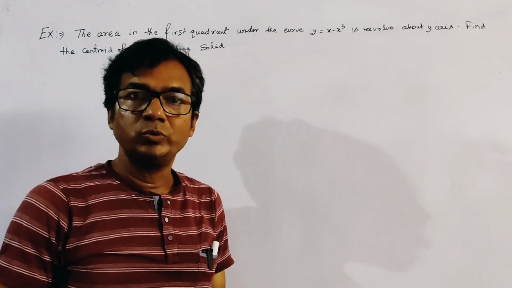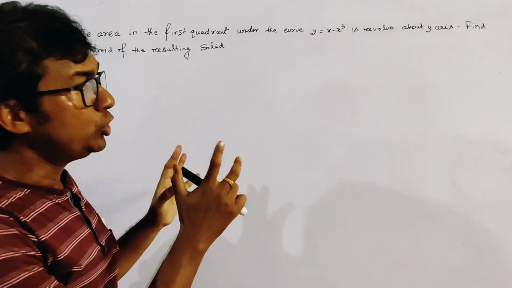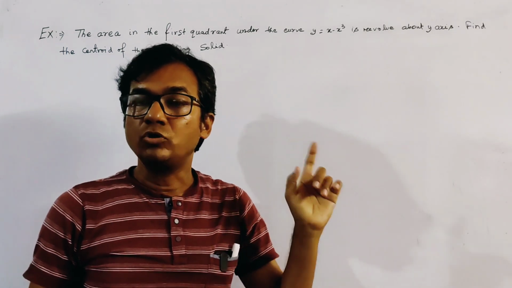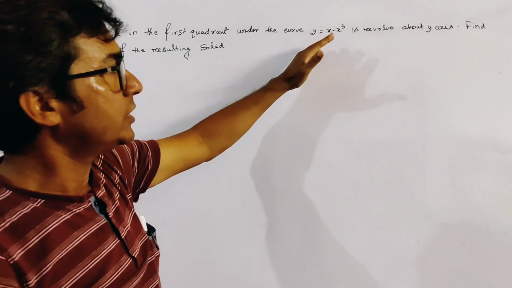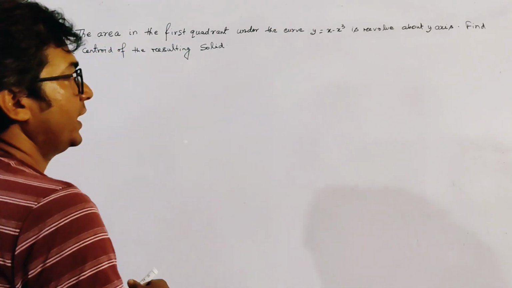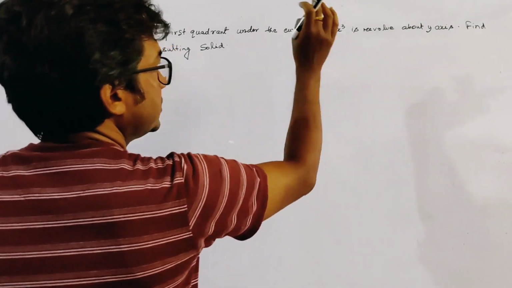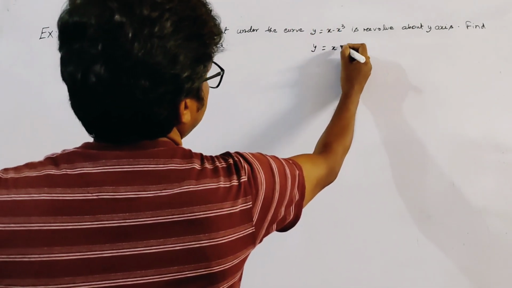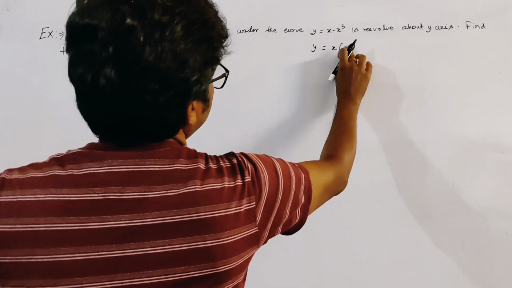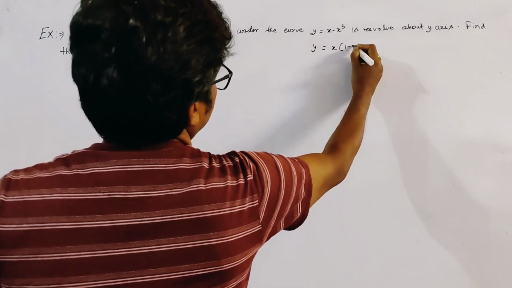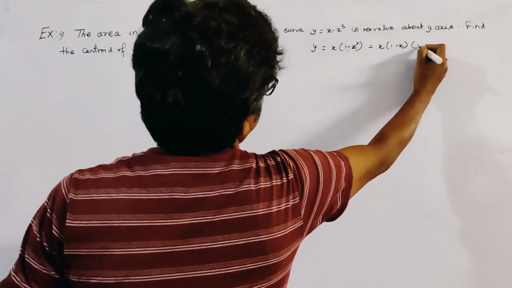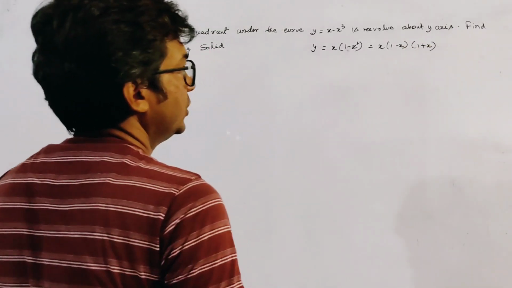Before going to see the volume or shape of the volume, we first try to draw a rough sketch of the given curve. The curve is y equal to x minus x cube, which is y equal to x into 1 minus x square, that is x into 1 minus x into 1 plus x.